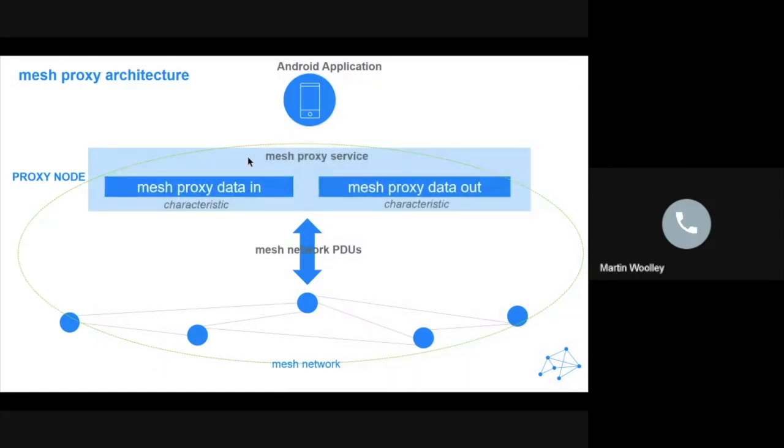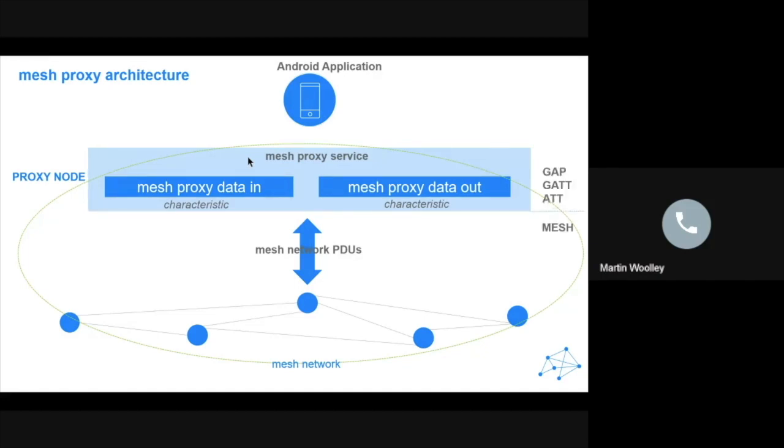So a mesh proxy node, which is a device in the network, is not a special device. It could be a light, could be a light switch, could be a sensor, anything which has the right software on it to allow it to act as a proxy. It exposes a GATT service called the mesh proxy service. That has 2 characteristics in it, one called mesh proxy data in, one called mesh proxy data out. You can imagine what they're there for.